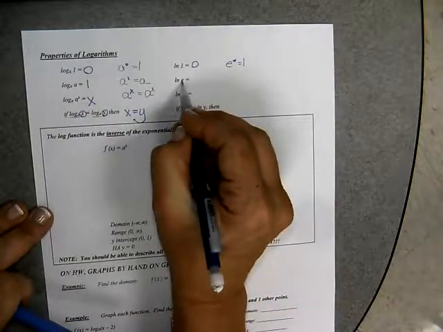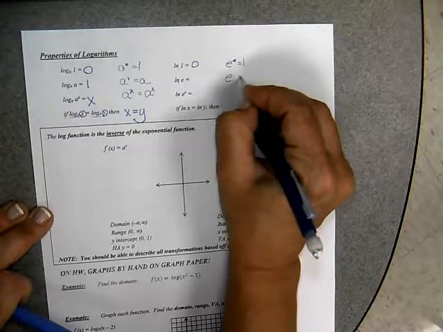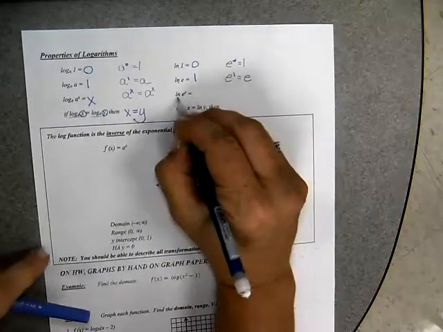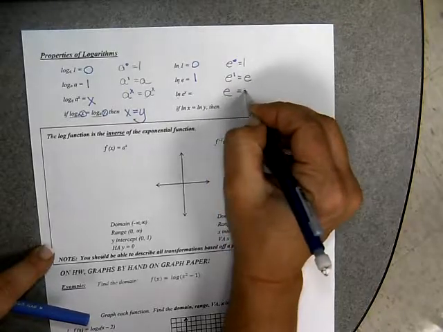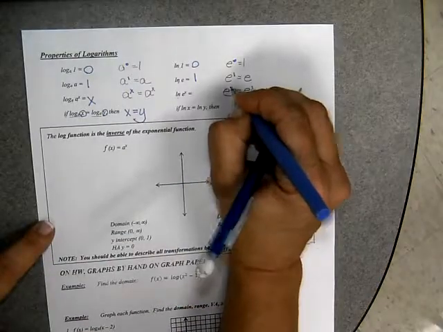The natural log of e is saying, okay, here's my base. The natural log has a base of e. What exponent would I need to get e? Well, just raise it to the first power. The natural log of e to the x is saying, with a base of e, what exponent would I have to put on to make e to the x? And that would be an x.